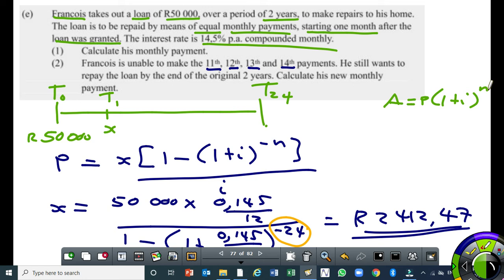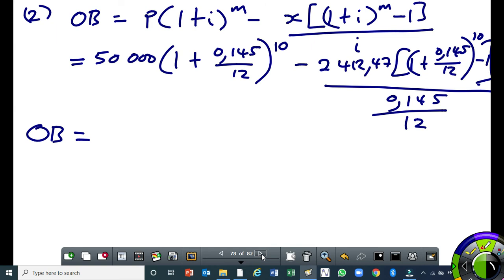Okay, take it. You following that? Right. So we need to know, before he started missing, how much money is he owing? Okay, so that's what I calculated here. Right? So our M is 10. 10 there refers to the total number of payments made up to a specific point.